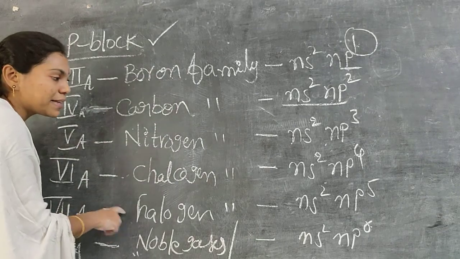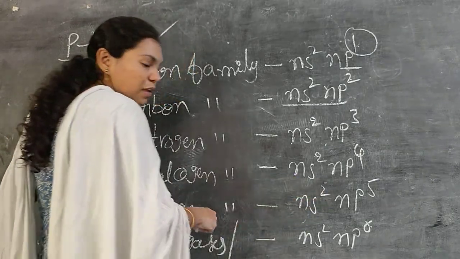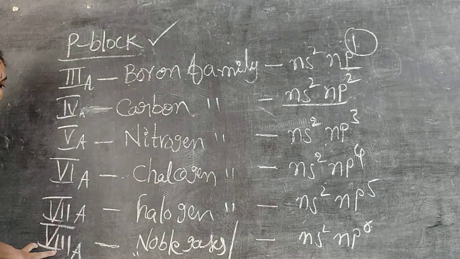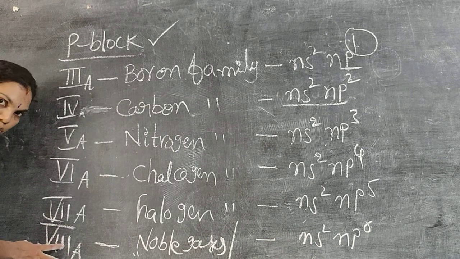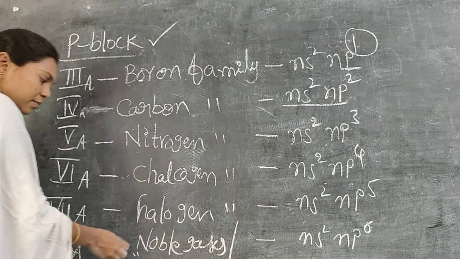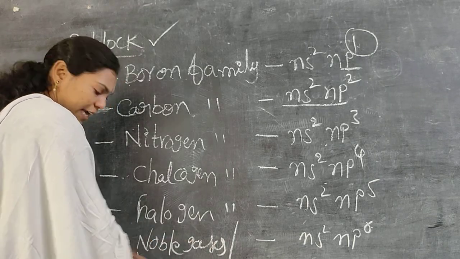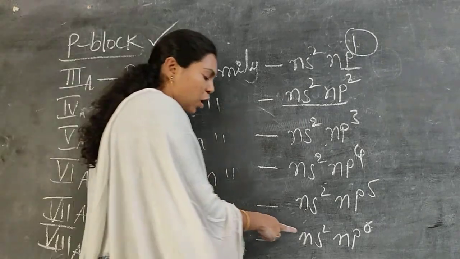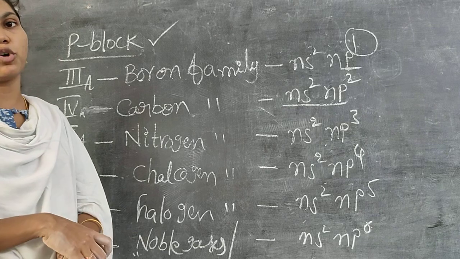Next, 7th A is nothing but the halogen family. The general electronic configuration is Ns2 Np5. 5 plus 2, 7, belongs to the 7th A. Next, last one, the 8th A group. There are a number of names for 8th A because all stable elements are present in this group only. The stable elements in the P block are gathered in the 8th A only. The names are noble gases, zero group elements, stable gases, inert gases. The general electronic configuration is Ns2 Np6. 6 plus 2, 8 valence electrons are present in the outermost shell.